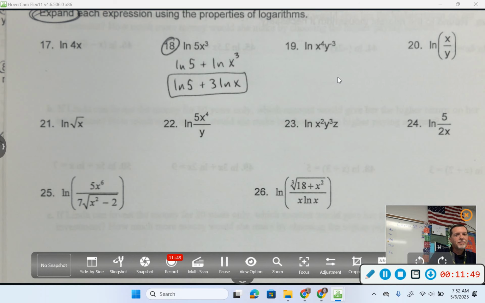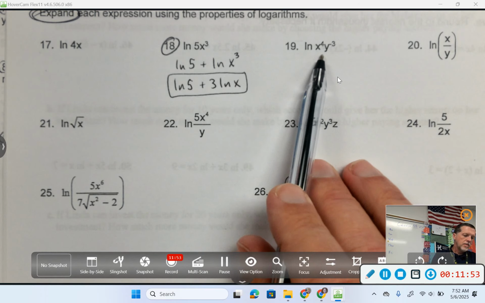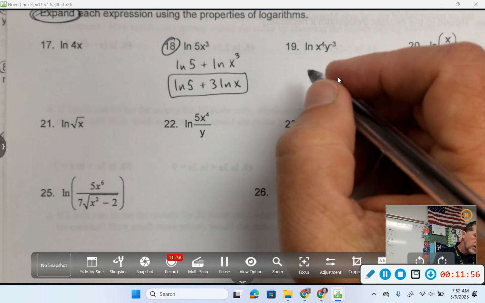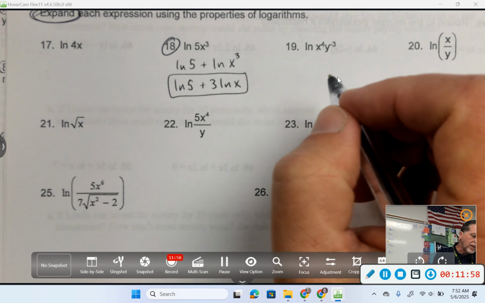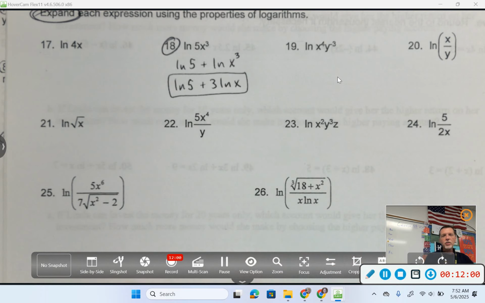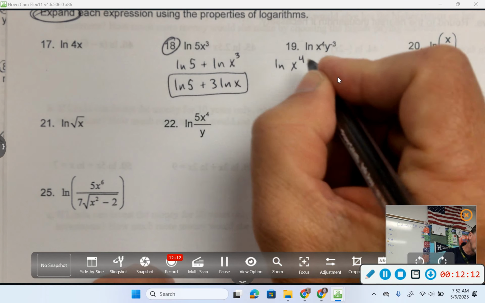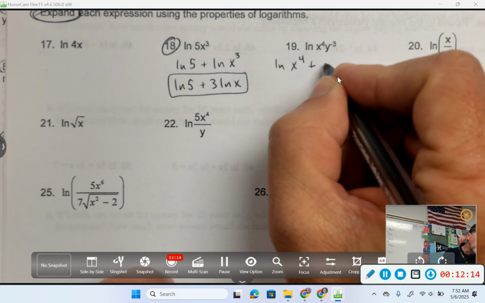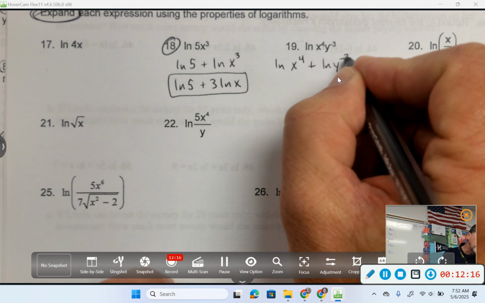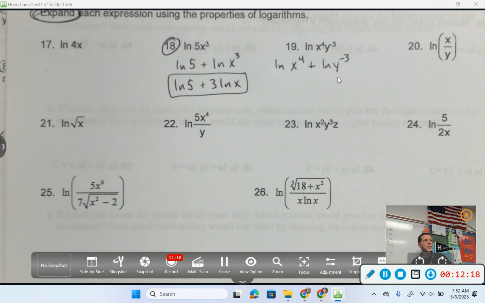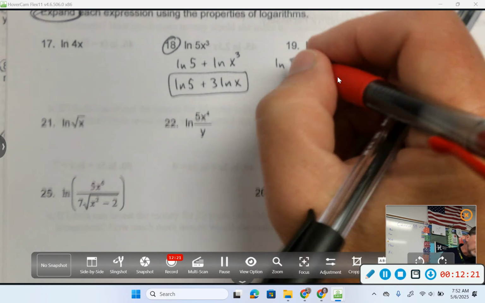How do you multiply them but have the negative? So 19. Okay, there's a couple ways to handle 19. Do you want to split it up first, or do you want to move that y cubed to the bottom first? It's not going to matter, is the short answer. Let's say we split it up first. So that would be natural log x to the 4th plus, because they're being multiplied, natural log y to the negative 3. Now we can put those exponents out front.